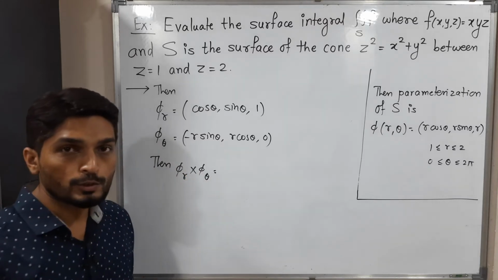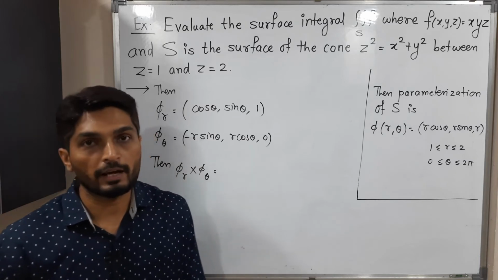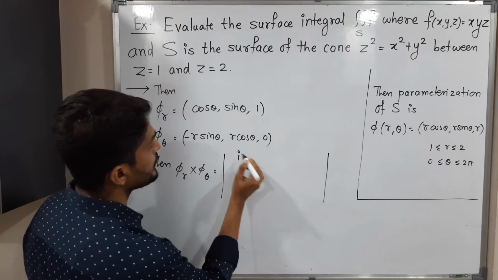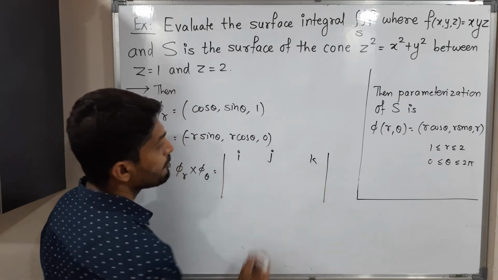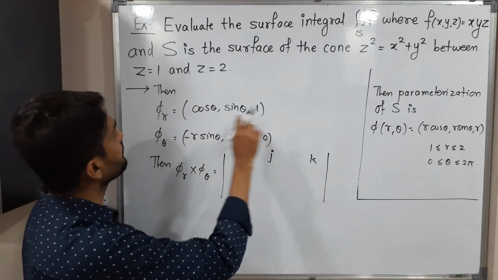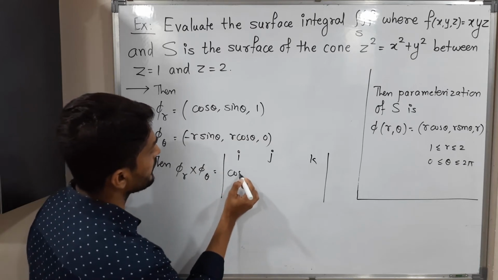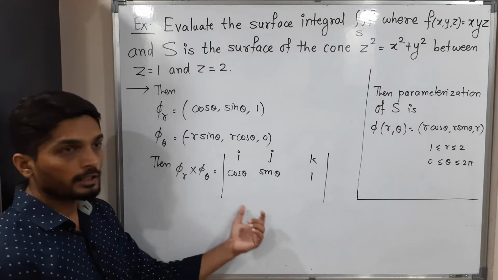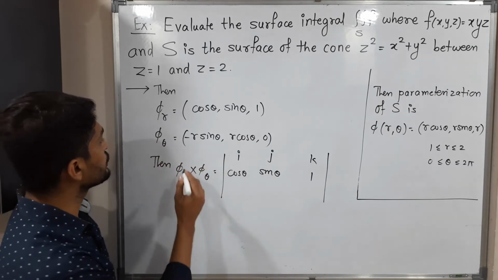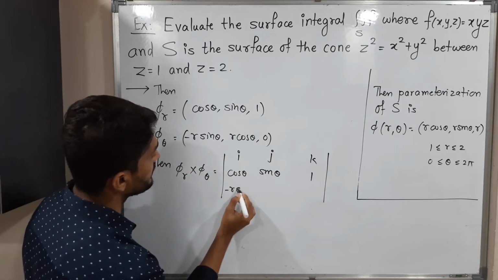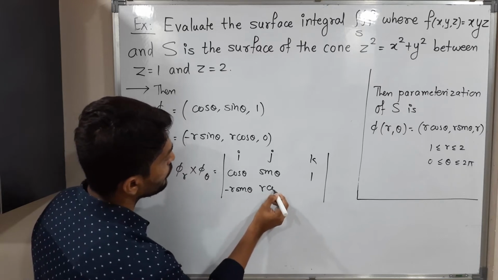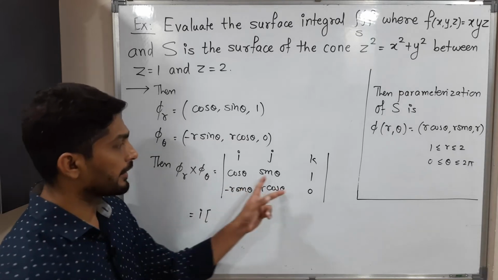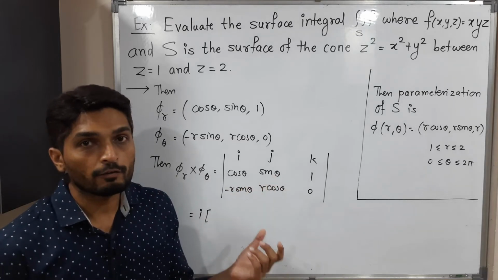So when we have a cross product, we solve the determinant and we will have its value. So here also I will do the same. The first row is obviously i j k. For the second row, we take these three components of phi r, that means cos theta, sin theta and 1. And for the last row, we consider these three components of phi theta, which are minus r sin theta, r cos theta and 0. So this is equal to i.